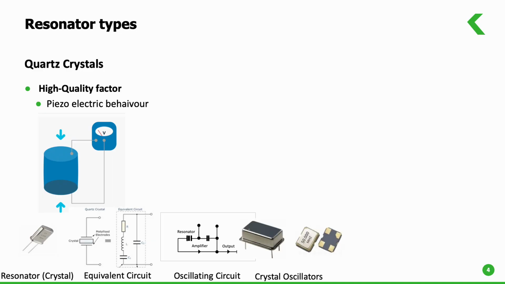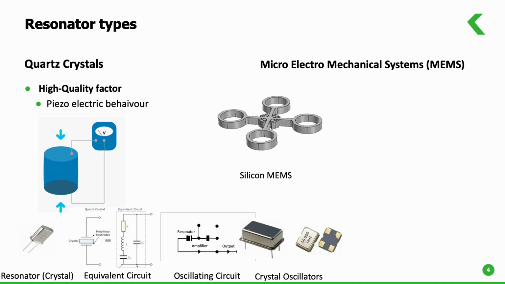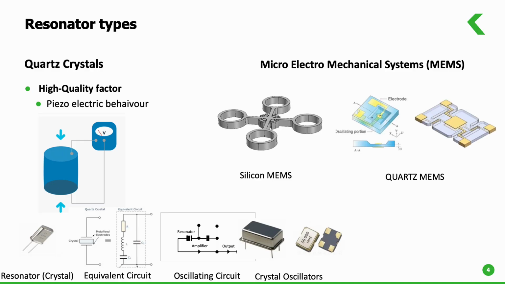To build oscillators, along with the RC, LC, ceramic, dielectric, and other types of resonating elements, micro electromechanical structures, better known as MEMS, are also used. Silicon based and quartz based MEMS resonators are also used in the oscillators.